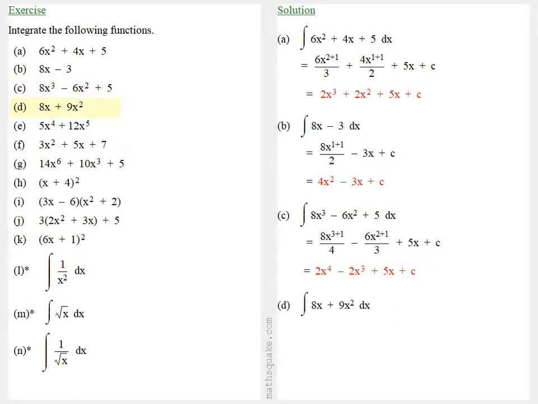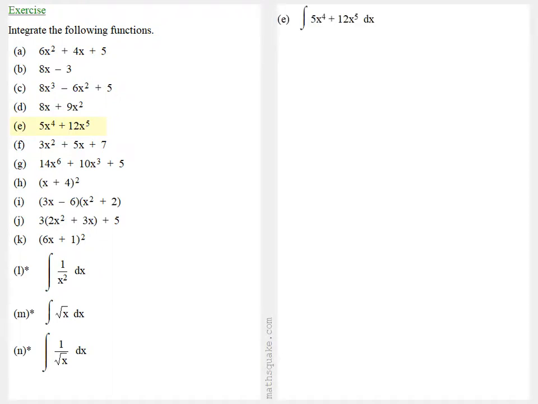In part D, we've got the integral of 8x plus 9x squared dx. So 8x becomes 8x squared, and we divide by 2. 9x to the power 2 becomes 9x to the power 3 over 3, and we must add on c. So that simplifies to 4x squared plus 3x cubed plus c.